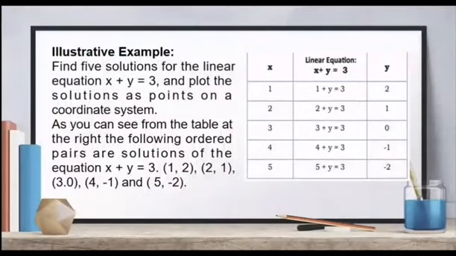Illustrative example. Find 5 solutions for the linear equation x + y = 3 and plot the solutions as points on a coordinate system. As you can see from the table at the right, the following ordered pairs are solutions of the equation x + y = 3. So first, when x is 1, the value of y is 2. And then the second ordered pair, we have x and y as 2 and 1. Third, we have 3 and 0. Fourth, we have 4 and negative 1. And the last, 5 and negative 2.